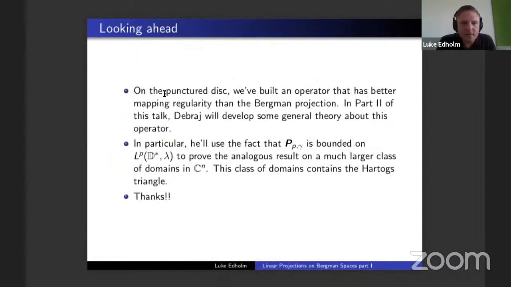I'm only 1 minute over. So let me finish by recapping what we did here on the punctured disk: we built an operator that has better mapping regularity than the Bergman projection. In part 2, Debraj is going to develop the general theory of this. In particular, he'll use the fact that this is bounded on this space to prove an analogous result on a much larger class of domains in CN. And this class of domains, in fact, contains the Hartogs triangle. And so that's that. Thank you.